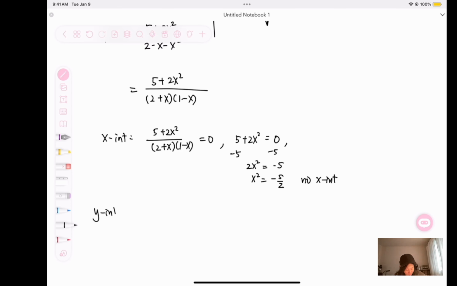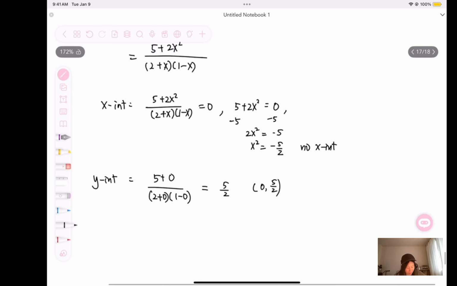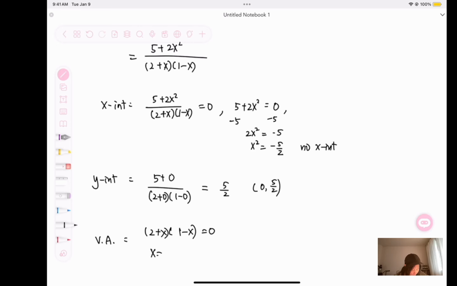Okay, now the y-intercept. The y-intercept is when x equals 0. So we have 5 over 2, which is 2.5, for our y-intercept. Next is the vertical asymptote. The vertical asymptote is when the denominator equals 0. So x either equals negative 2 or x equals 1.